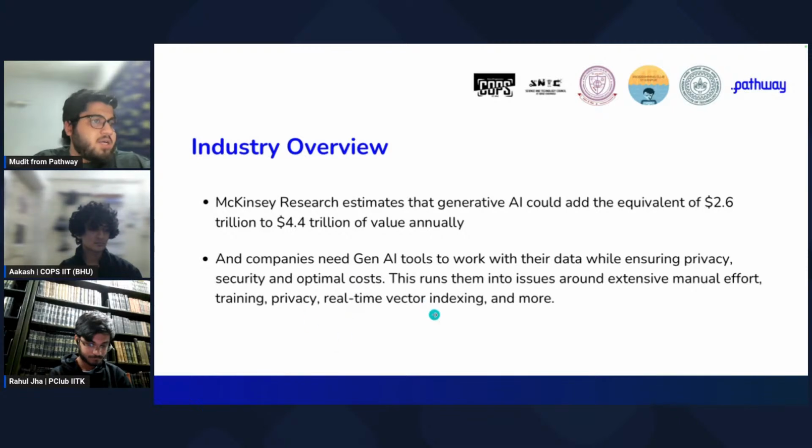Companies need to ensure data privacy, security, and optimal costs. These are very common issues that companies run into, and there's extensive manual effort and training required. For example, if their team of developers isn't working on something like vector indexes or recommender systems, they might never have interacted with vector embeddings at all. That's the case with many companies. Similarly, privacy and real-time vector indexing are pain points that need to be solved, which you will be able to do by the end of the course.